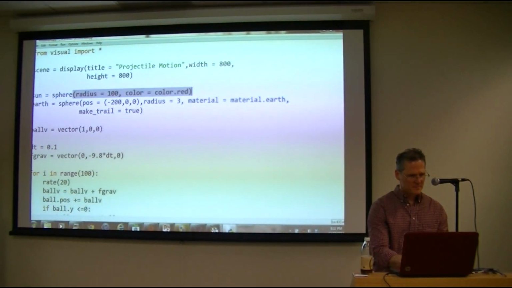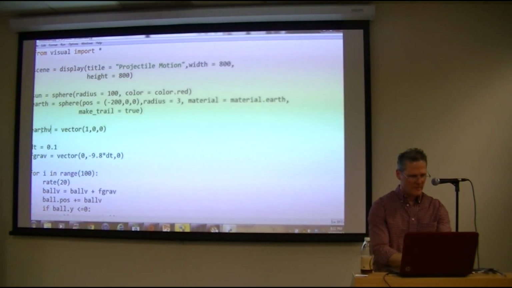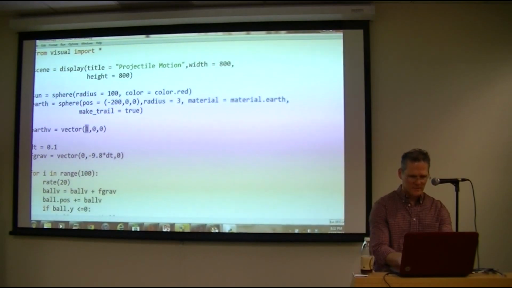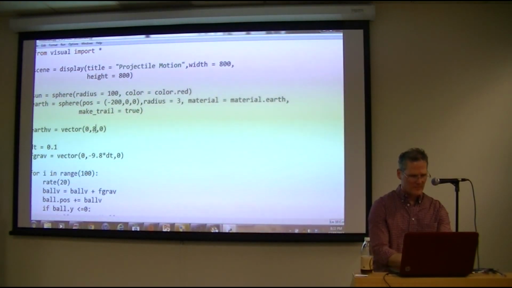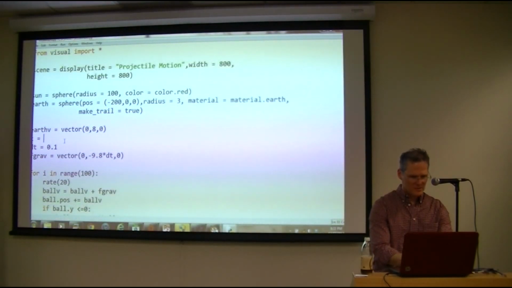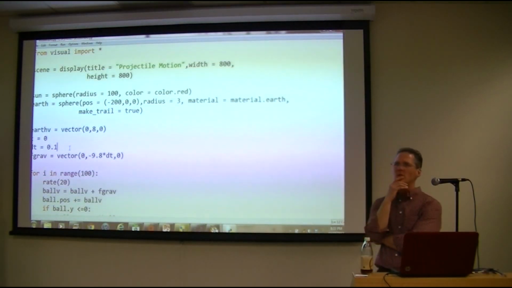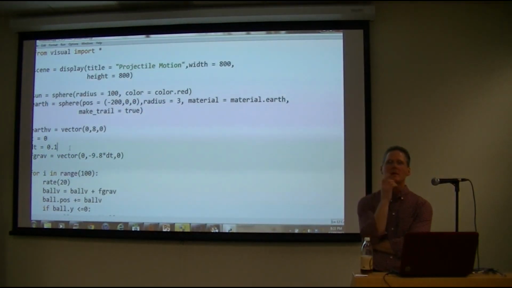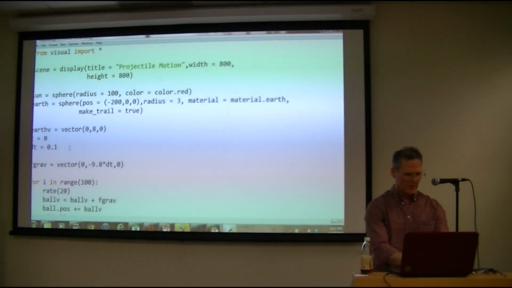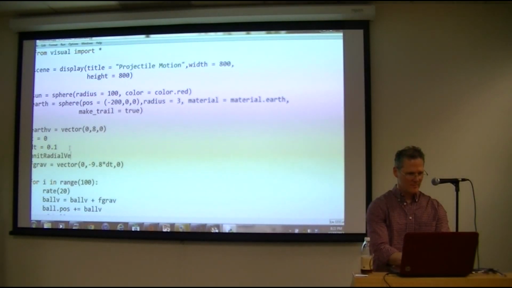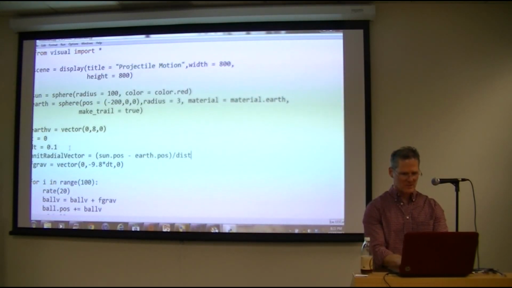So let's see. Now let's see, Earth. Earth's velocity, we'll give that a vector in the y direction. Actually, call this t equals 0. And of course, for the force of gravity, according to Newton, the force of gravity is just the magnitude of the, let's see, unit radial vector. So we need one of them. And that's just going to be the position of the sun minus the position of the Earth. That's the radial vector. Let's see. Unit has to be divided by the distance.